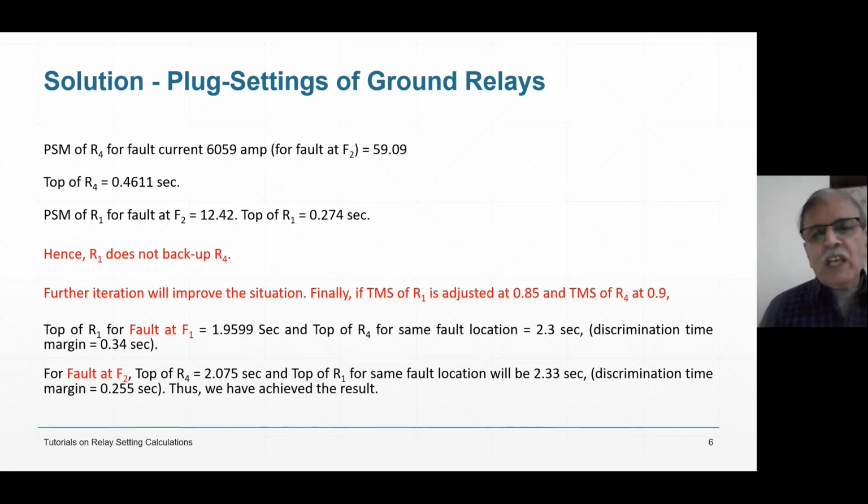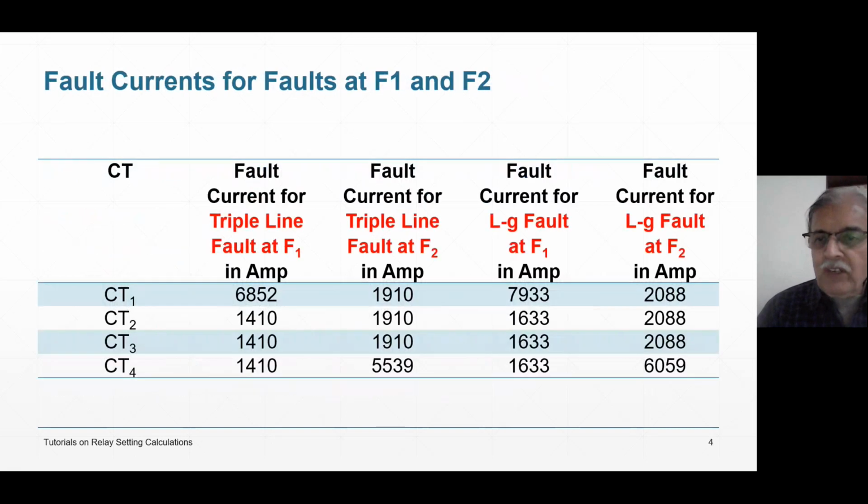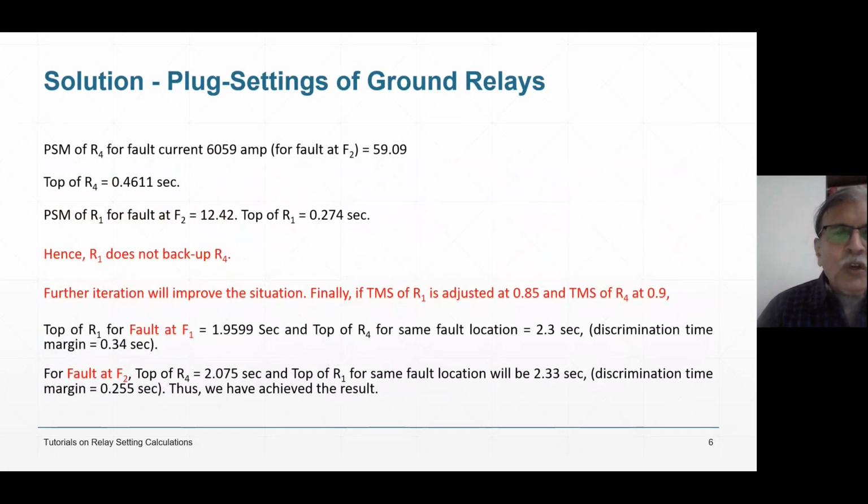Top of R4, 59.09, I cannot take. So 3 upon log 20 into 0.1, so 0.4611. PSM of R1, my fault current. Once again, we will calculate: 2088. For 2088, R1 is 1500 by 1. So 2088 divided by 1500 gives me 1.392 as the current passing through the secondary of CT1.